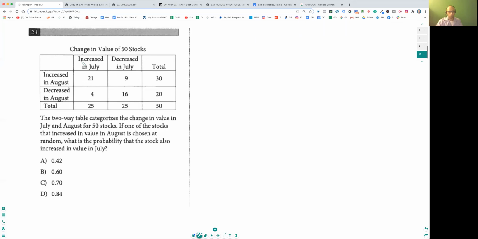So let's look at this last one. A two-way table categorizes the change in value in July and August for 50 stocks. Remember, it's a probability problem. So you first need to calculate what's the numerator and what's the denominator. Remember, most people have difficulty with the denominator part, so be careful with it.